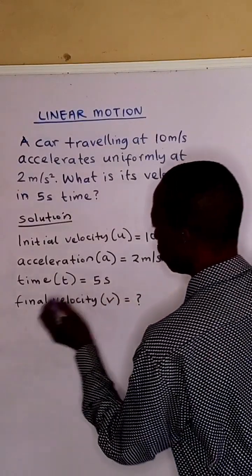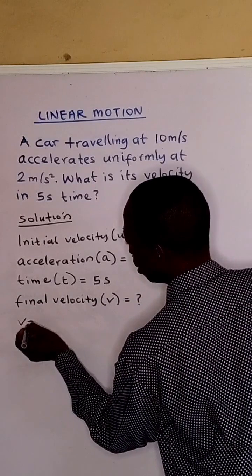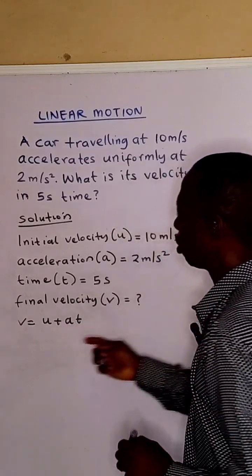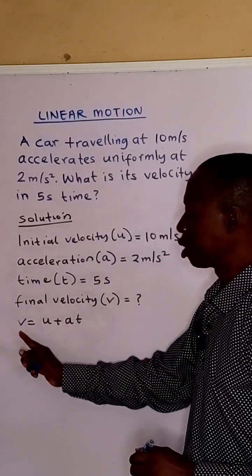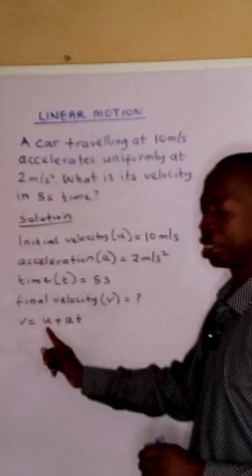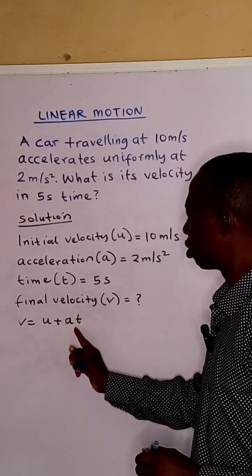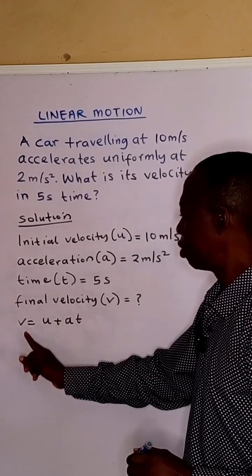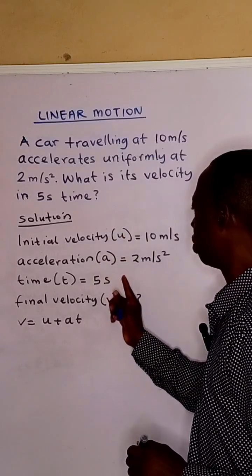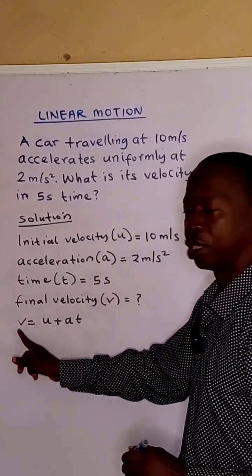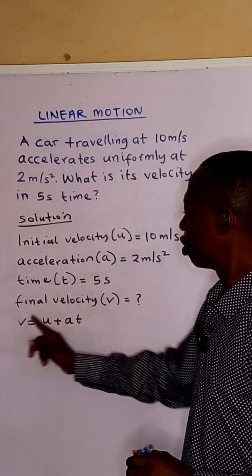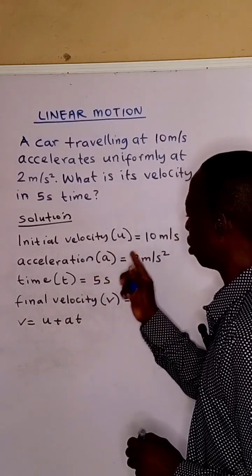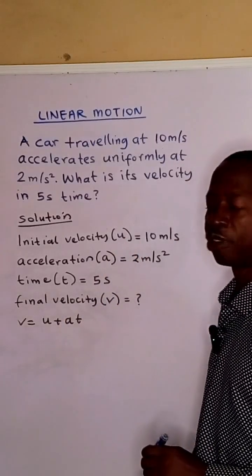And that first equation says that V is equal to U plus AT. In other words, my final velocity is equal to the initial velocity plus the product of the acceleration and the time. So this first equation captures all the given values, and then what I'm looking for, which is the unknown, is also stated there. So all I need to do now is to insert all the values of U, A, and T and solve for my V.